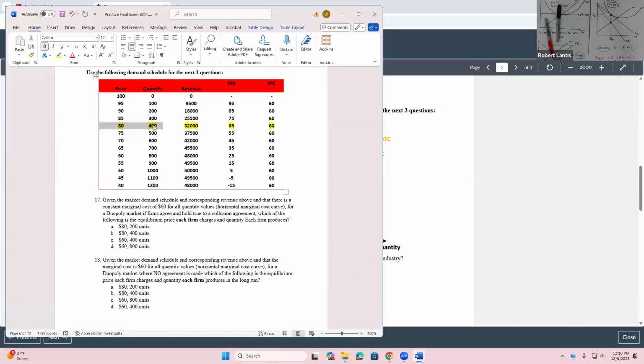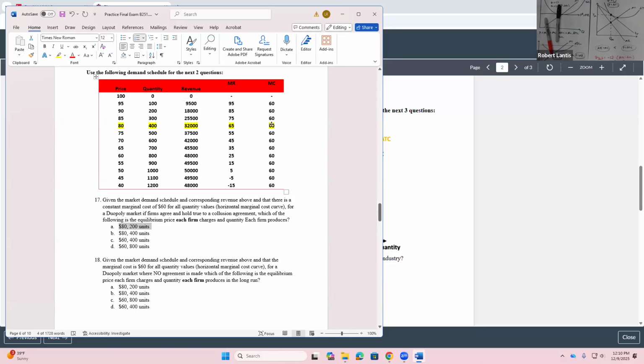Now, the price they set doesn't get divided by 2, right? The price was what was causing the quantity that they could each sell to be lower at 200. So they're still going to set that same price of 80, which results in the same market quantity of 400, but each firm is going to be producing 200 units. Okay? Any questions on that idea?